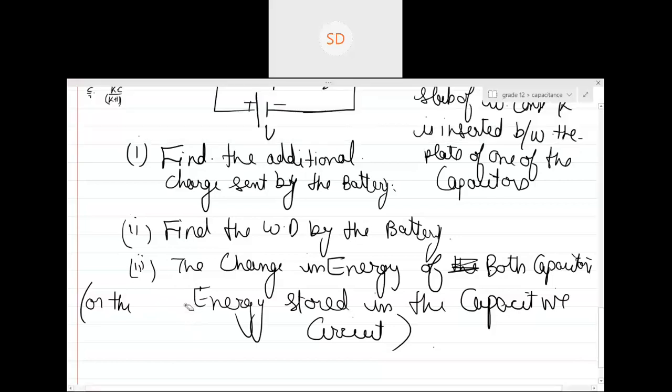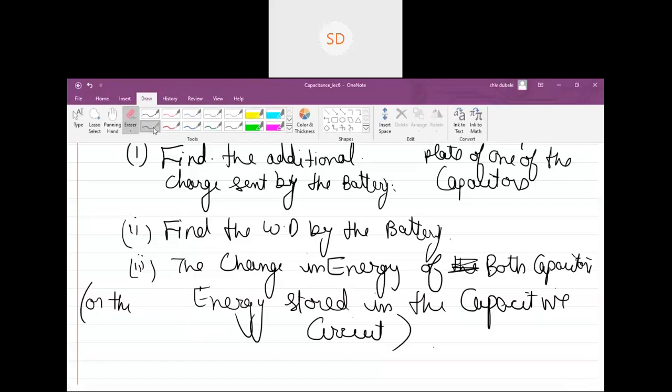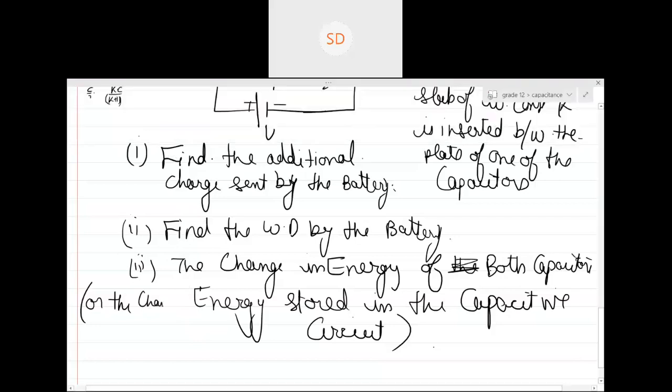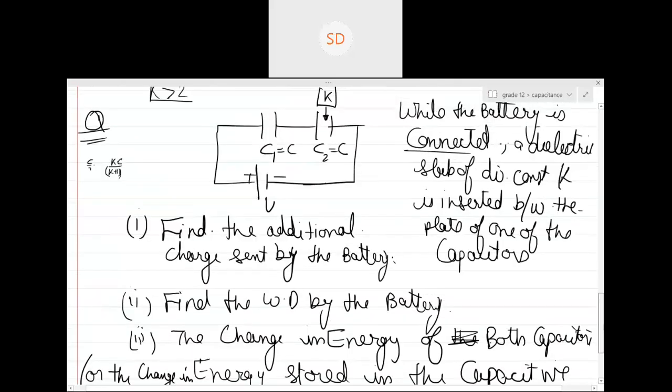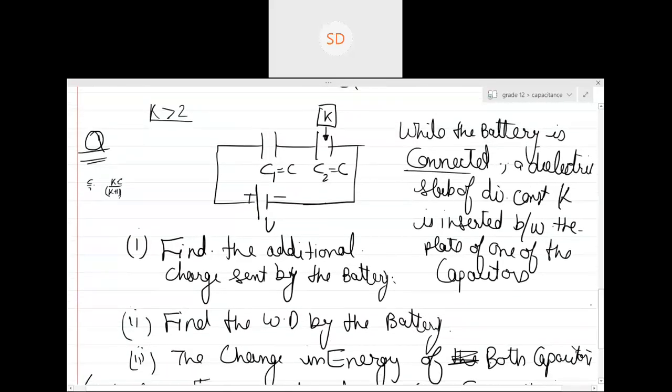The third question can be asked in another way. This is the other way I have written. Find the change in energy of both the capacitors, or the change in energy stored in the capacitor circuit. Is this clear? Guys, everyone is clear about the question now? Please start doing it.